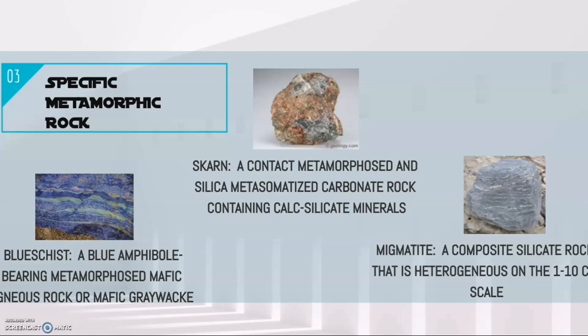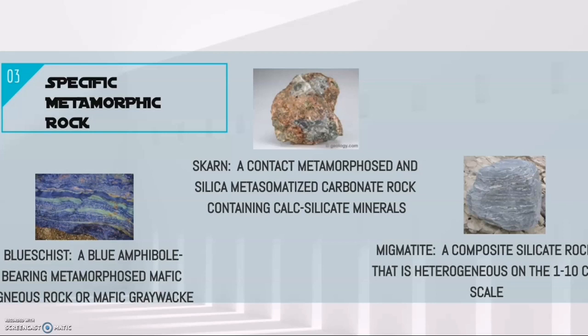For blueschist, it is a blue amphibole-bearing metamorphosed mafic igneous rock or mafic graywacke. It is formed with a high pressure but low temperature. Skarns are hard, coarse-grained metamorphic rocks that form by a process called metasomatism. And migmatite is basically a mixture of metamorphic rock and igneous rock.